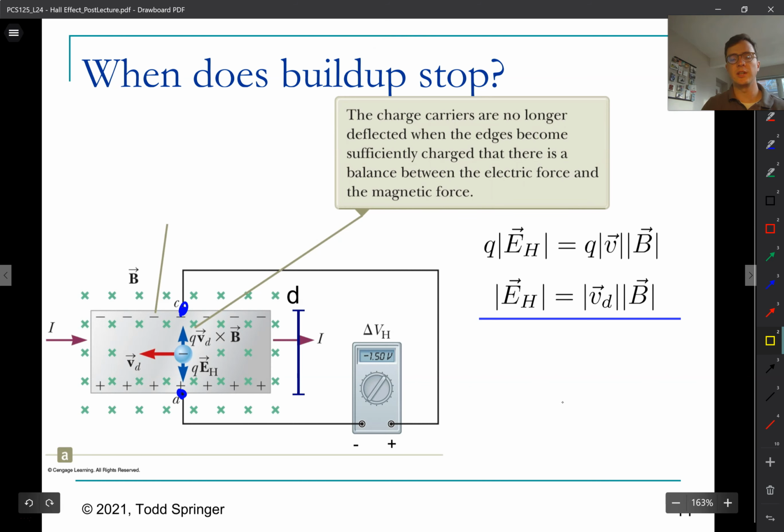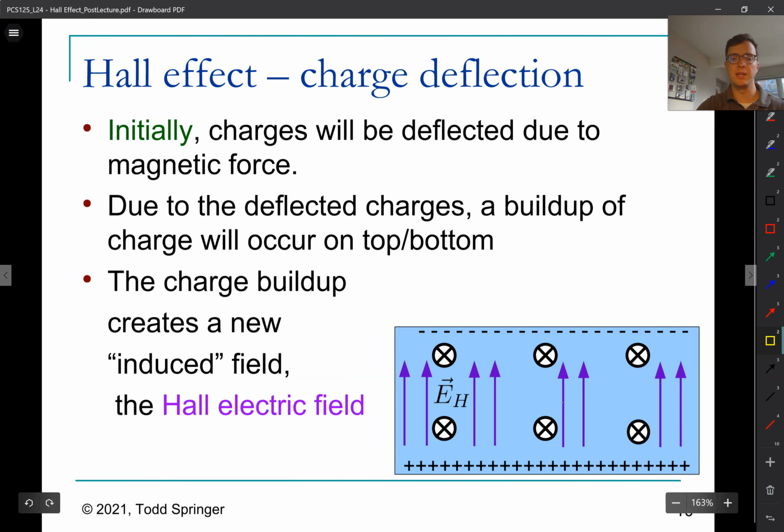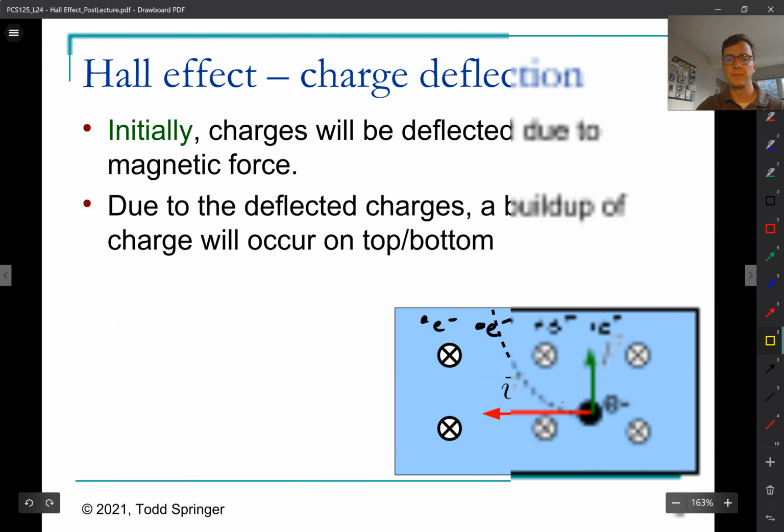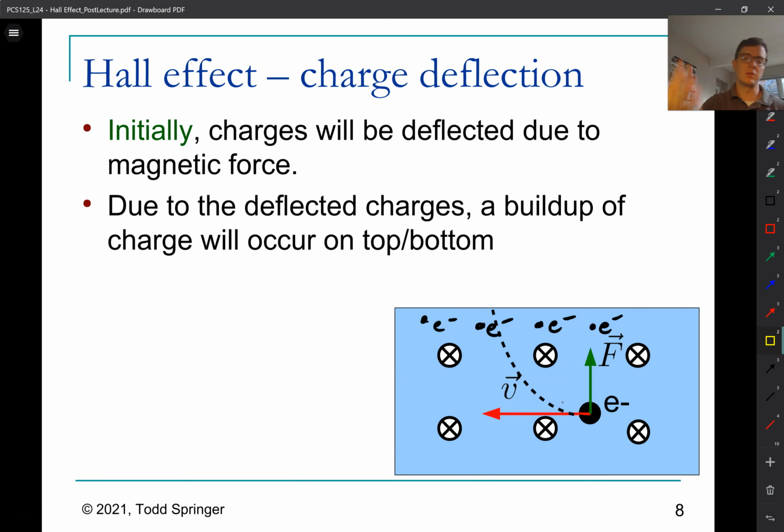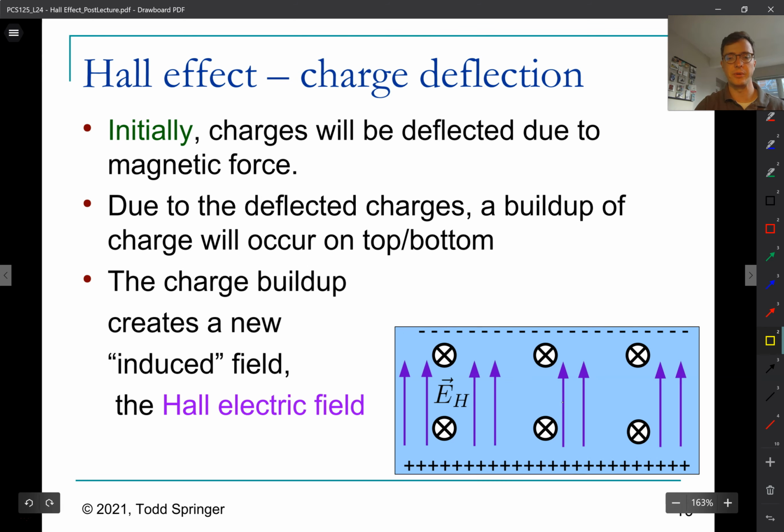So initially, there's no charge on the top, right? At the very beginning, there's no charge on the top. And then the charges get pushed up there by the magnetic field. But then eventually more and more charge builds up on the top, and that will counteract the initial magnetic force, right?